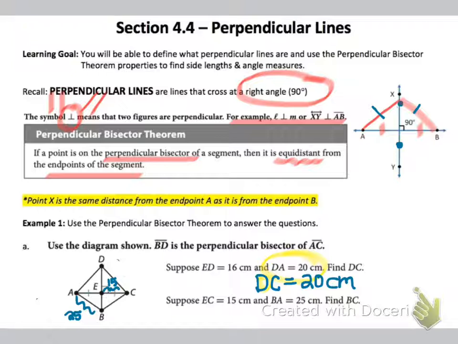We did know already that EC and AE are equal, that's already given, but giving us the actual length being 15 was irrelevant to finding BC because BA was 25 and BC would also have to be then 25 because, again, B is on the perpendicular bisector, so it's got to be equidistant to the midpoint. So that means these segments right here have to be equal. So it'll be 25 centimeters.